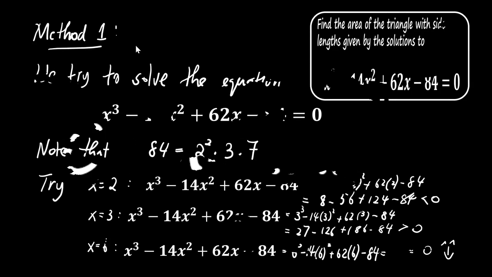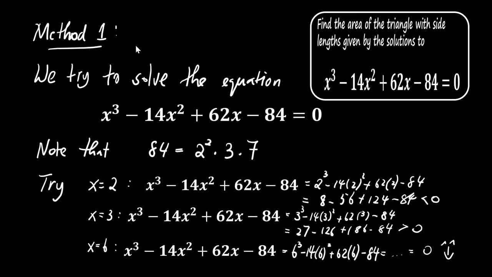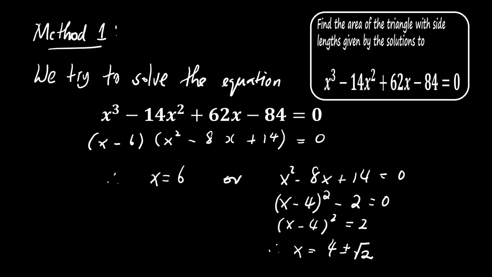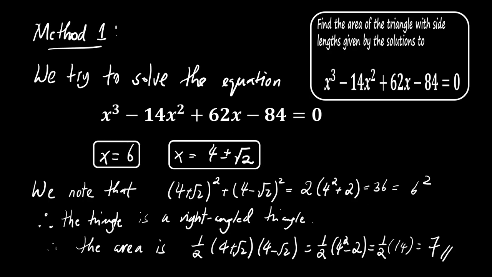Method 1 and Method 2 both lead to the same result, but they approach the problem differently. Method 1 is more direct. It uses a straightforward approach of factoring the cubic equation, identifying the triangle as right-angled, and applying the simple formula for the area of a right triangle. It's quicker and more intuitive, particularly when the triangle has special properties, like being right-angled.